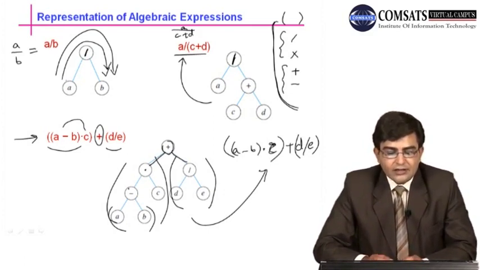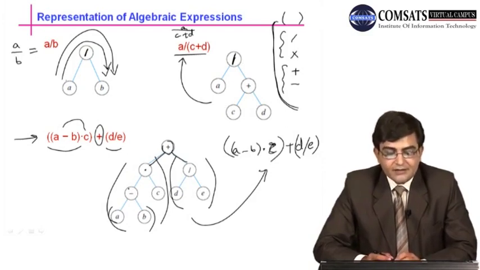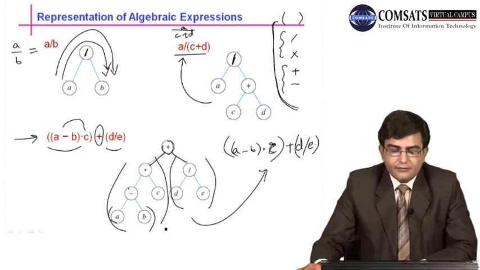So this is how we can express it. This is one application of binary trees. We can simplify algebraic expressions using these binary trees. So this is also an example of a full binary tree. You can see that every parent has 2 children.